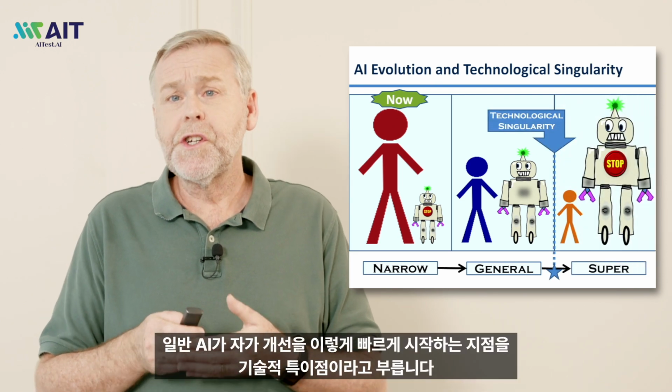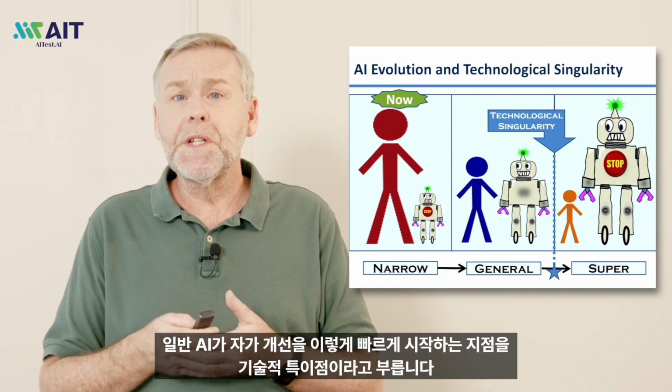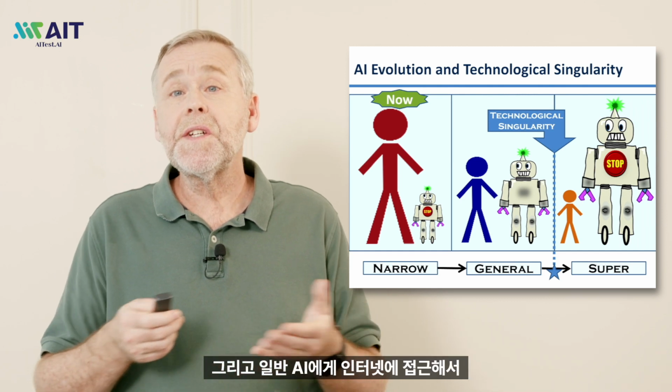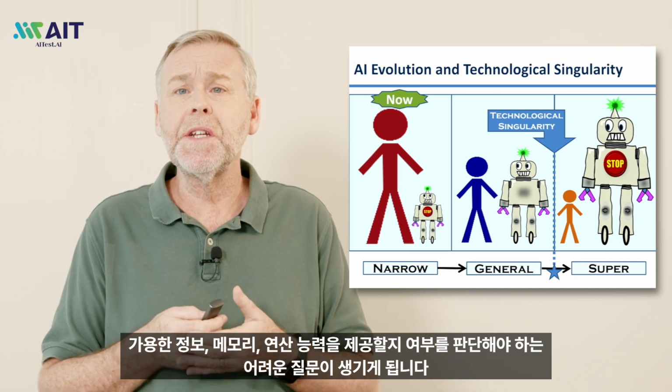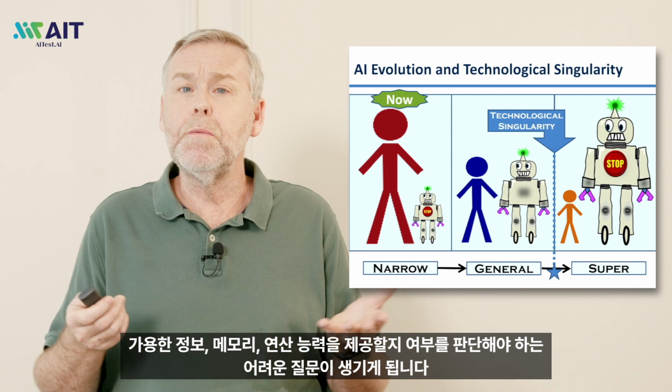The point at which general AI starts self-improving in such a rapid way is known as the point of technological singularity. It raises the tricky question of whether a general AI should be given access to the internet with all the information, memory and processing power available there.